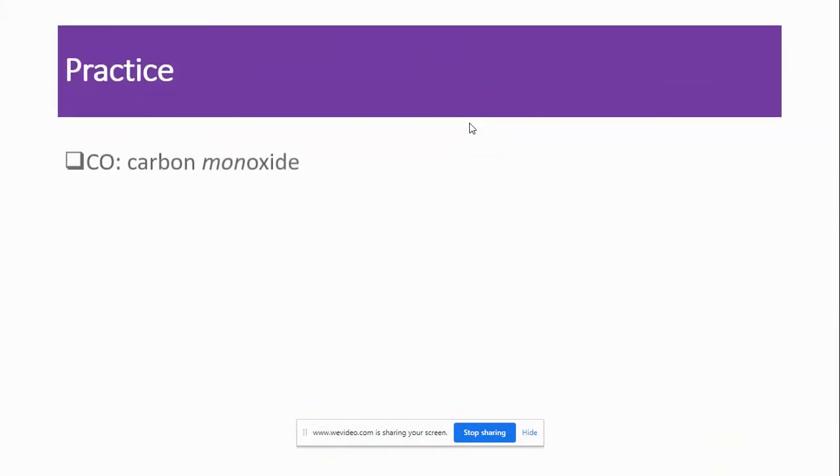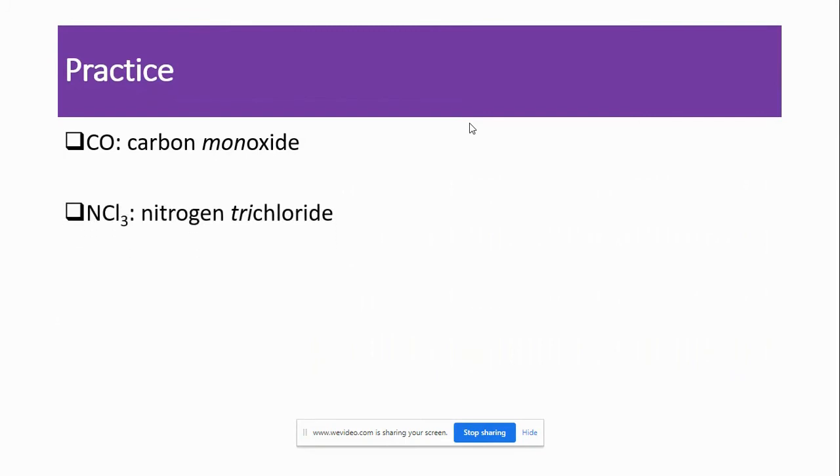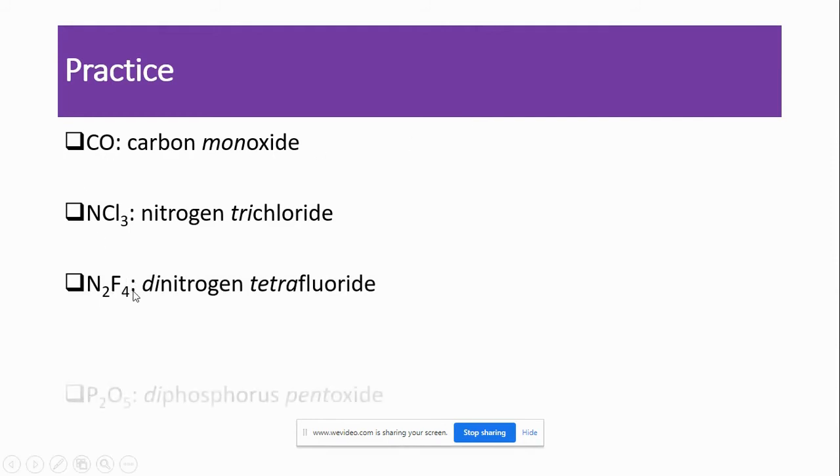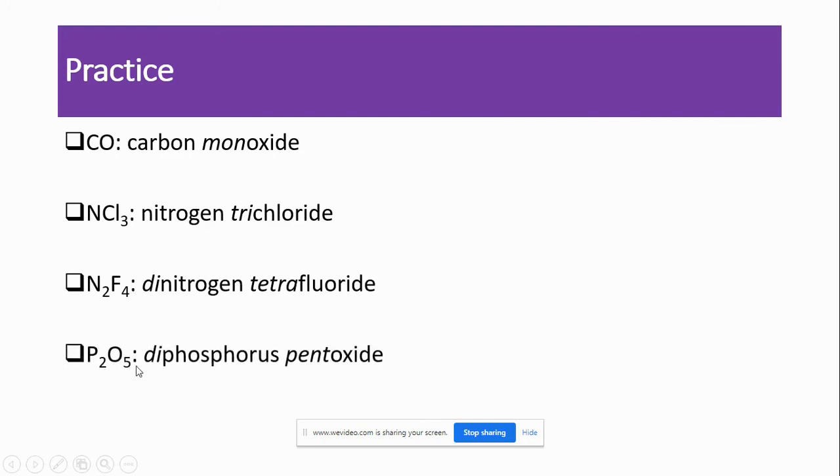Okay, let's practice. CO is carbon monoxide, NCl3 is nitrogen trichloride, N2F4 is dinitrogen tetrafluoride because there's 4 fluorines here. P2O5 is diphosphorus pentaoxide. Notice here I didn't put the A in penta. When you have two vowels in a row, you can get rid of the A here.